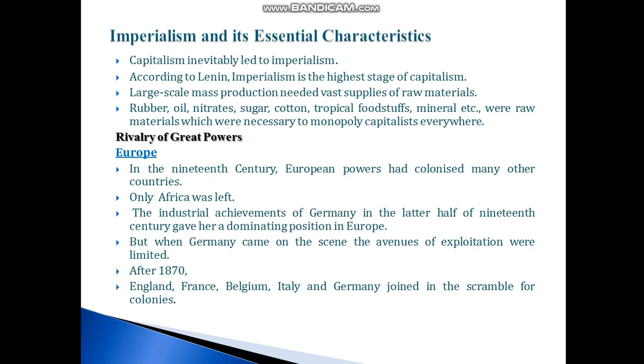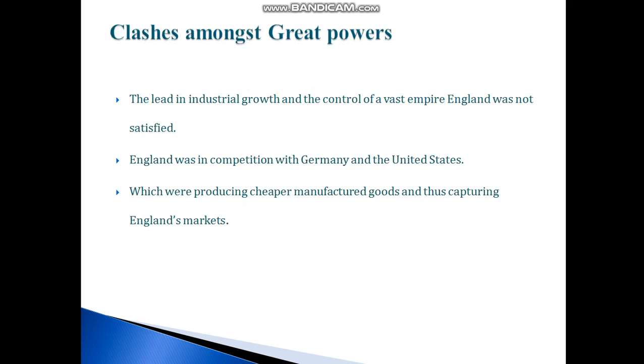Rivalry of great powers. Under this, we are going to see about the European continent. In the 19th century, European powers had colonized many other countries. Only Africa was left. The industrial achievements of Germany in the latter half of the 19th century gave her a dominating position in Europe. But when Germany came on the scene, the avenues of exploitation were limited. After 1870, England, France, Belgium, Italy and Germany joined in the scramble for colonies.